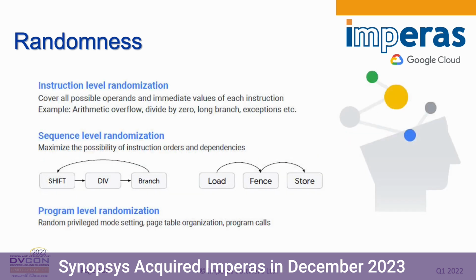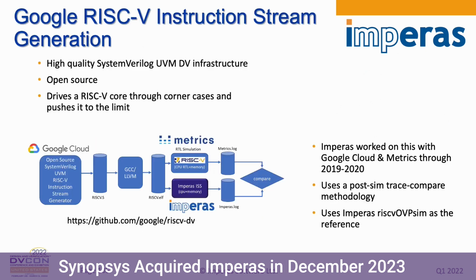In terms of randomness, there are several types of randomness that you need to consider. Simple randomness for things like the operands and values, but also you want sequential randomness to make sure you've got different orders of instructions so you can be triggering dependencies in your pipelines. And then you need program level randomization to do with privilege modes and things around virtual memory, page table walking and things like that.